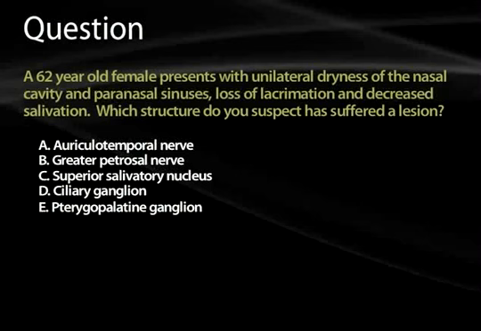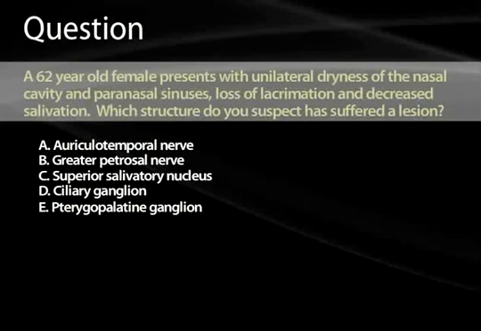Let's go to another question. A 62-year-old female presents with unilateral dryness of the nasal cavity and paranasal sinuses, loss of lacrimation, and a decreased salivation. Which structure do you suspect has been injured? This would have to be the superior salivatory nucleus.